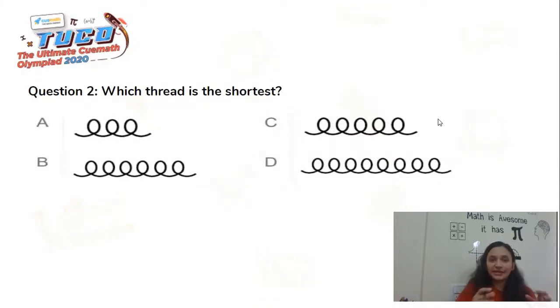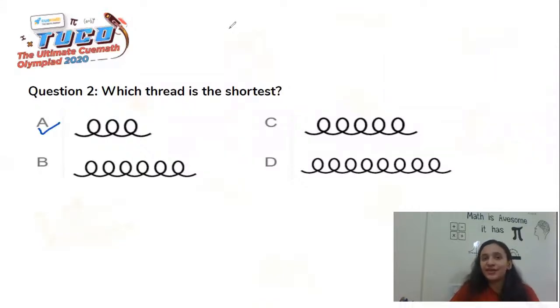We see that in each thread, the curves are of uniform curving. It's not like one curve is bigger and the other curve is smaller. They all are the same. As I had said, if you remember in the last question, the one which has more curves is the longer one. The one which has fewer curves is the shorter one. So if you just look at the four options, we can clearly say that option A has fewer curves or fewer bendings. There are only 3. So this one would be the shortest one. Option A is the shortest thread here.